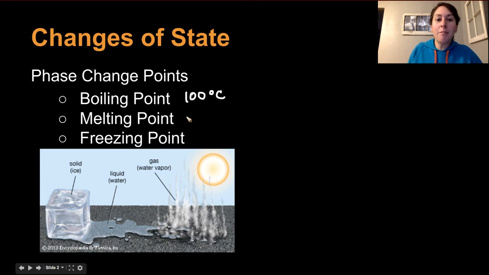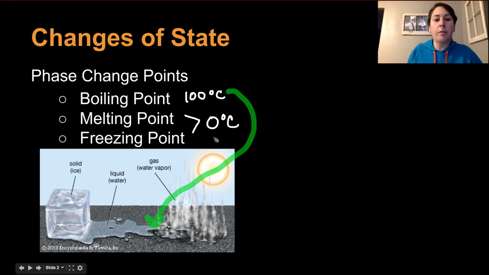And the freezing and melting point actually happen to be the same temperature. It just depends upon the direction that we're going. And those are going to be 0 degrees Celsius. And so what we see is that this is going to boil. So this part, let me grab a highlighter here. This point right here where we go between the liquid and the vapor is going to be 100 degrees Celsius. And then between water and ice, we're going to have 0 degrees Celsius.